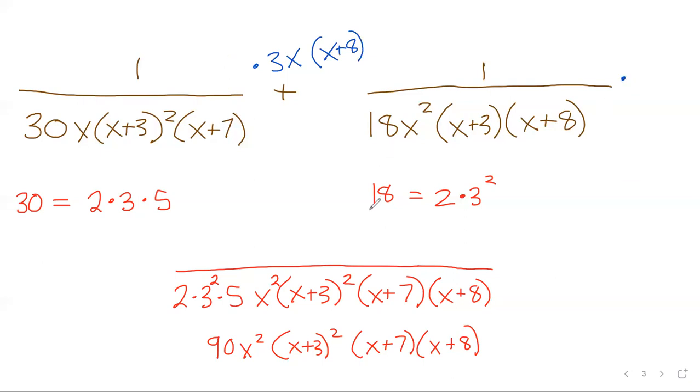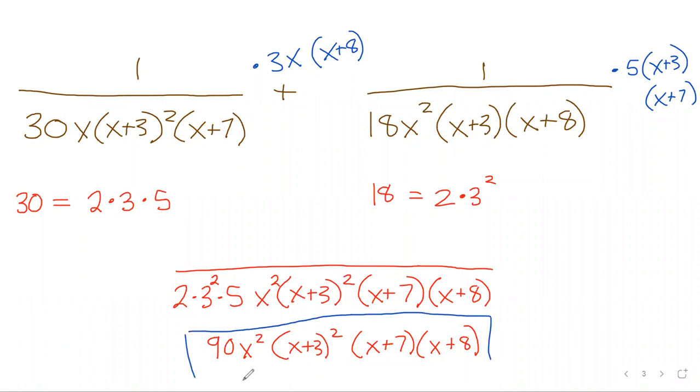This one, to get from 18 to 90, we need to multiply by 5. X squared, we have. X plus 3, to get to x plus 3 squared, we need to multiply by x plus 3 again. We do not have the x plus 7. And we do have the x plus 8. So that's what, I didn't put that in a very good spot, but that's what we would need to multiply each of these by on the top and bottom to get this thing, which is our least common denominator.